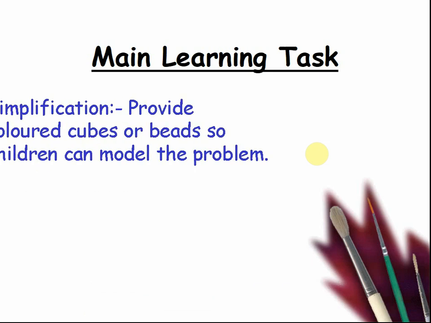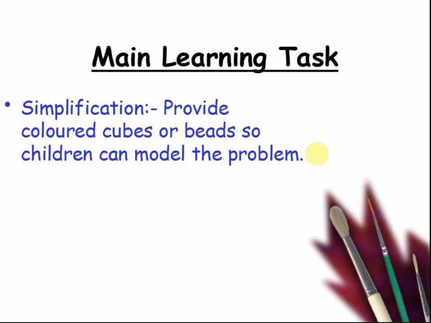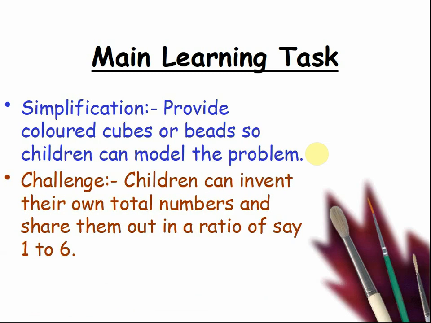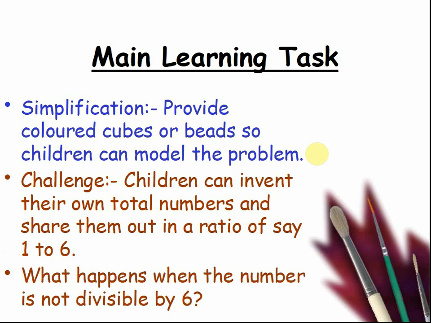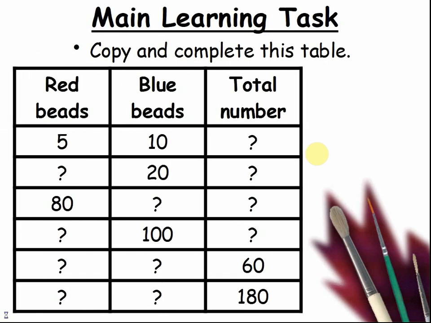Main learning task. Simplification: provide coloured cubes or beads so children can model the problem. Challenge: children can invent their own total numbers and share them out in a ratio of, say, 1 to 6. What happens when the number is not divisible by 6? That is an interesting question, and I'm sure you will find the answer. Copy and complete this table. Pause the video and let the students complete their task.